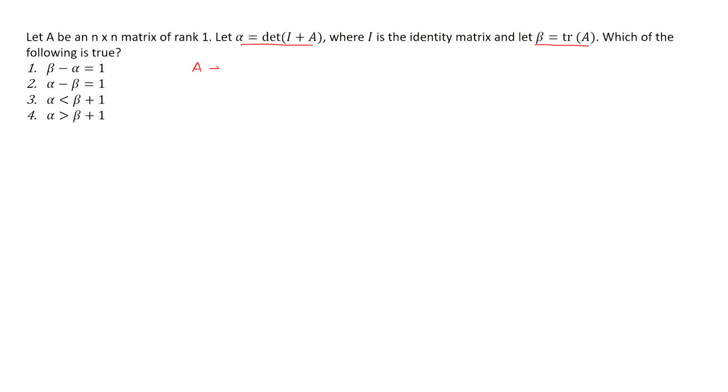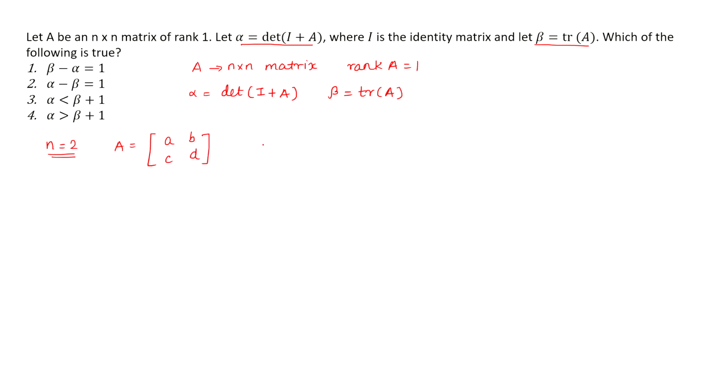We have been given A is an n by n matrix whose rank is 1. Alpha is equal to determinant of I plus A and beta is equal to trace of A. Now let n be equal to 2 and A be the matrix [a, b; c, d]. So A plus I is [a plus 1, b; c, d plus 1]. This is A plus I.